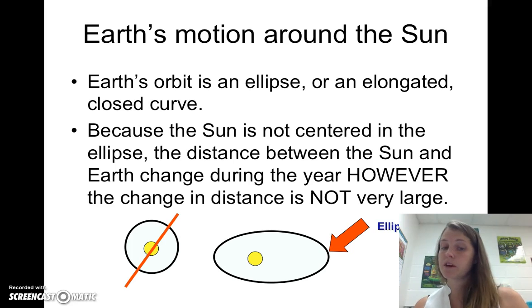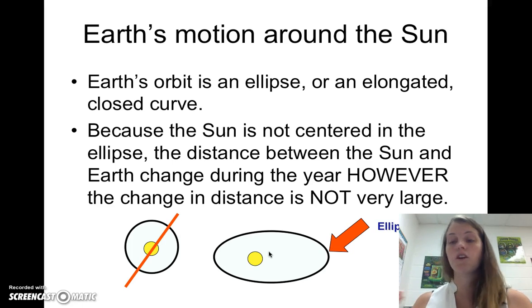So the Earth's motion around the sun, or how close we are to the sun, is not the reason for the seasons. The reason for the seasons is not that Earth gets closer to the sun or further away from the sun. That does not happen.